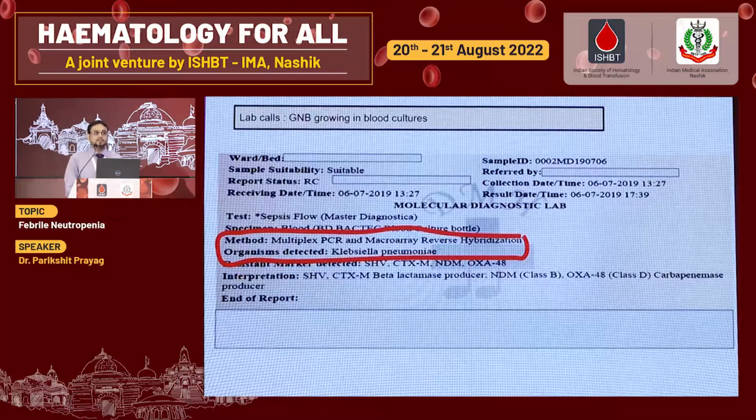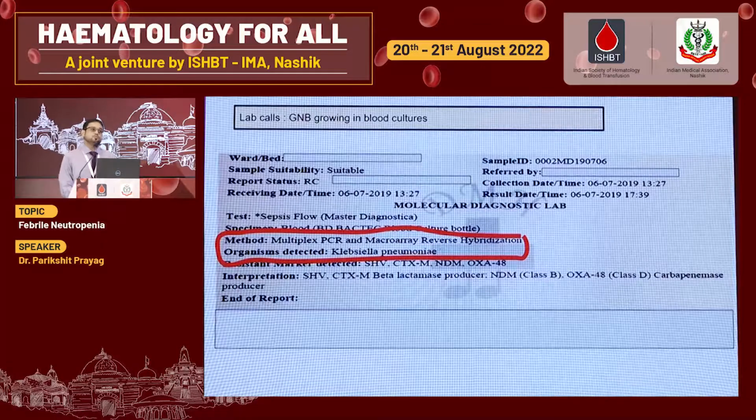So where these panels really should be sent is the moment we have growth detected. So if the lab tells you that there is a gram-negative bacteria growing in blood cultures, that is the point of time I would like to know what the enzymes are. So then we send all these enzyme panels. So this patient now is showing Klebsiella, but more importantly, he is showing SHV, CTXM, NDM, and OXA48. So there you have all these enzymes.